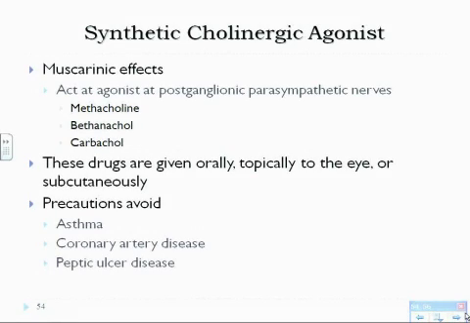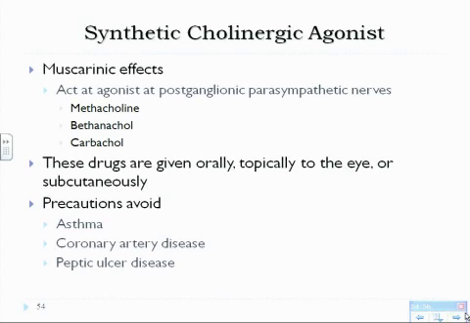Now, these last few slides, I think these are throwaway slides. We never use these drugs. So I'm just going to mention them very, very briefly. Okay? These synthetic cholinergic agonists are not used in anesthesia. They are agonists at the postganglionic parasympathetic nerve endings. They're used to treat things like glaucoma and things like that. So they're usually applied topically to the eye.